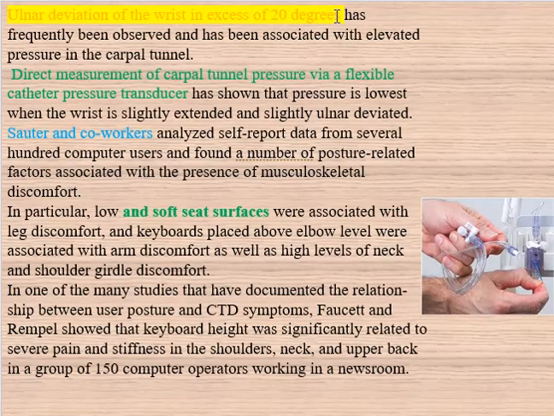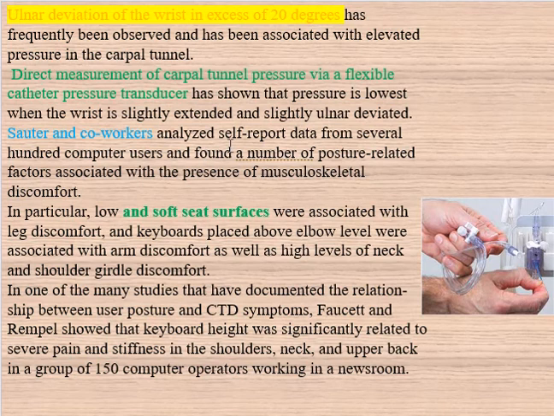Ulnar deviation of the wrist in excess of 20 degrees has frequently been observed and been associated with elevated pressure in the carpal tunnel. Direct measurement of carpal tunnel pressure via flexible catheter pressure transducer has shown that pressure is lowest when the wrist is slightly extended and slightly ulnar deviated.